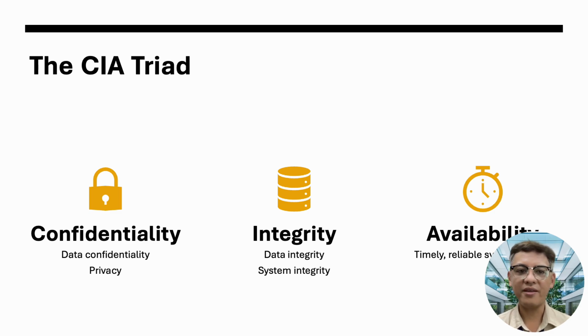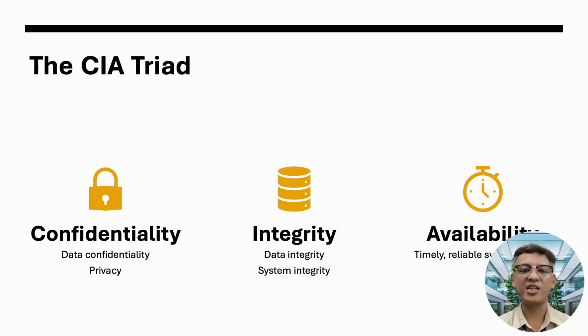Central to understanding computer security are the three pillars known as the CIA triad: confidentiality, integrity, and availability. Confidentiality ensures that information is only accessible to individuals authorized to see it. It includes keeping sensitive data like personal information and company secrets away from unauthorized eyes, while also ensuring privacy rights.